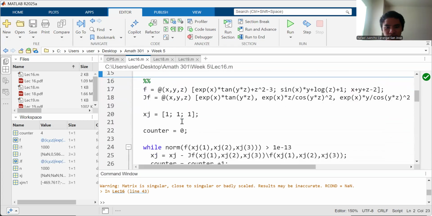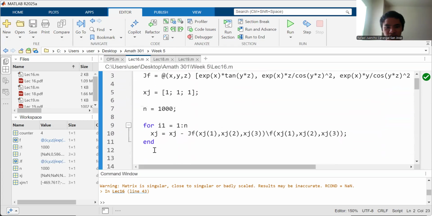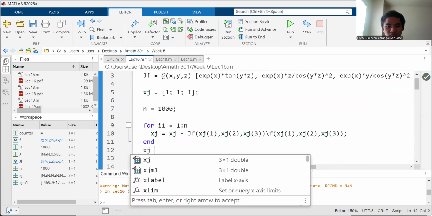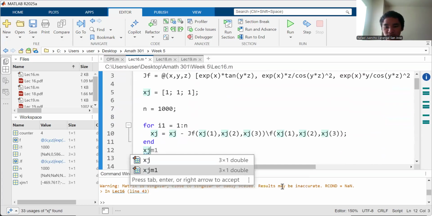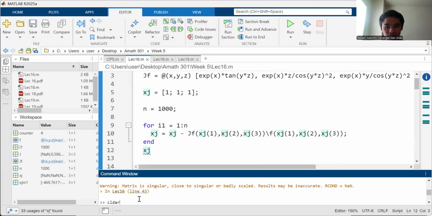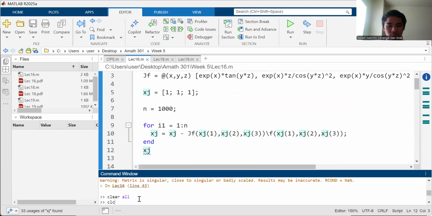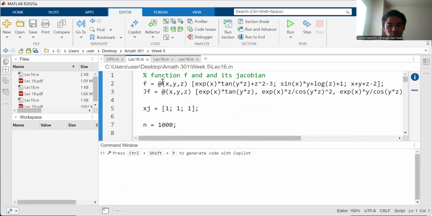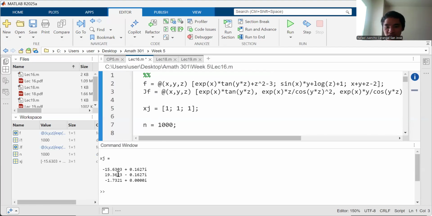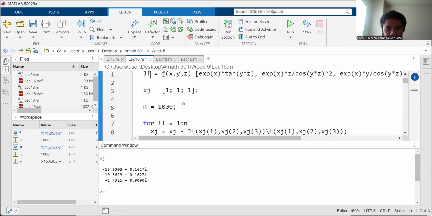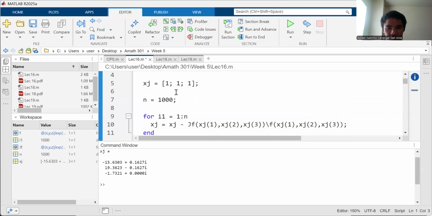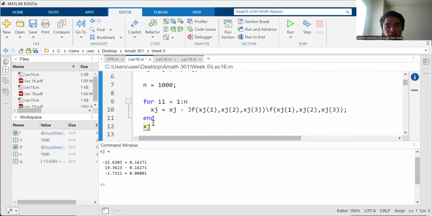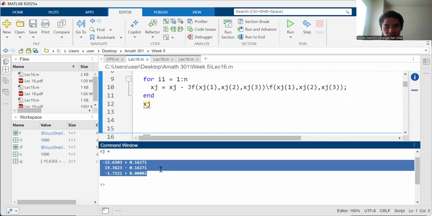Oh, I should have just done xj here. Let me do xj. Let me display it. Okay, actually what I'm going to do, here's what I'm going to do. Clear this. Okay, let me go ahead and run this part. So here we see our xj is this. And apparently that's our xj. It's getting closer and closer to a particular solution, right? It's this one.